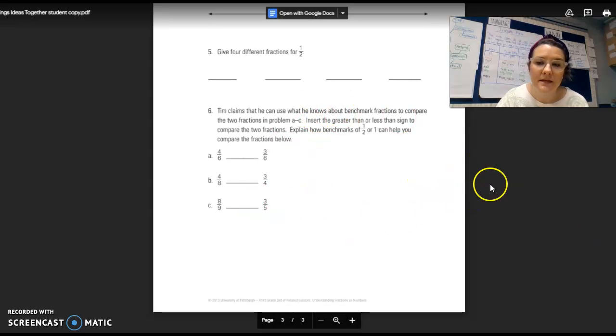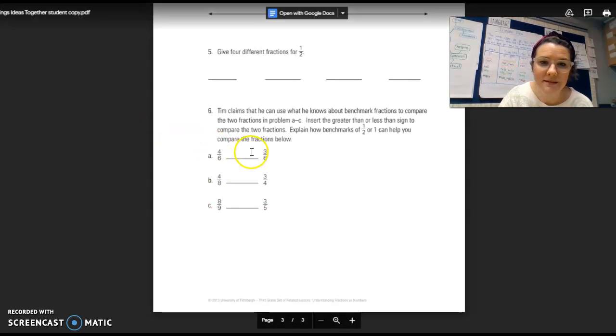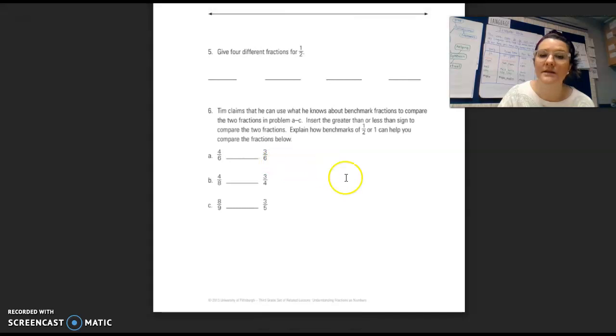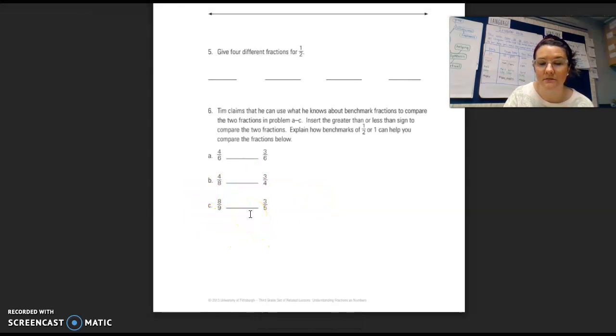Okay, and then in the last question, you're going to be comparing fractions. This is where you're going to, again, think about the size of those fractional pieces. Think about when the denominators are the same, what does that mean? Think about your equivalent fractions. Think about the size of the fractional pieces.